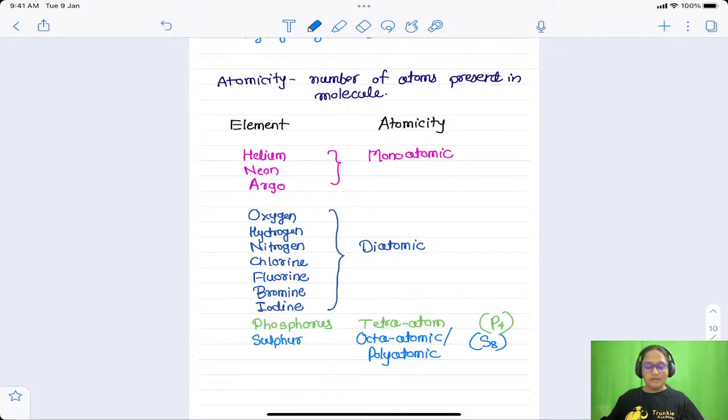Atomicity is nothing but the number of atoms present in that molecule. Okay, take a screenshot of this page also.